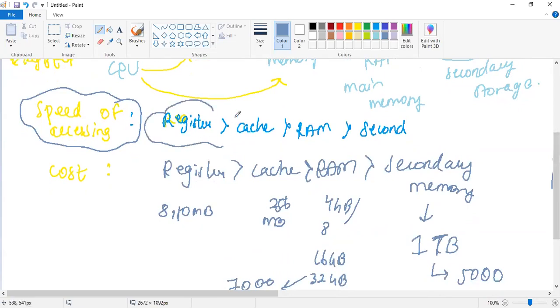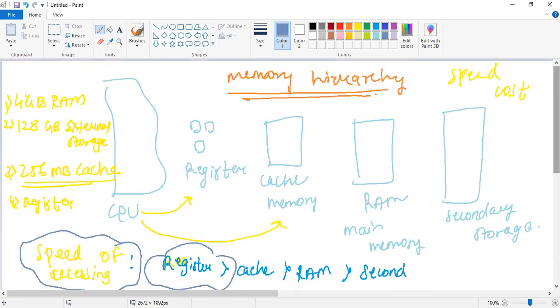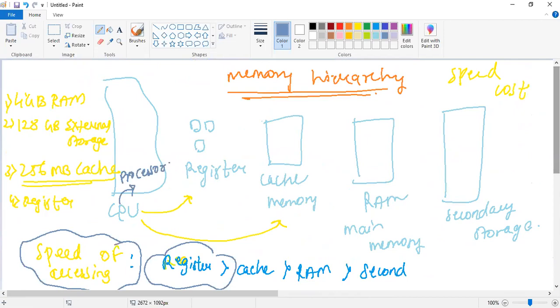So what is a register? A register is nothing but a memory only. It's a type of memory which is very close to the CPU, or you can say your processor. The technical word is processor. Okay, if you want, you can take a screenshot for your reference.